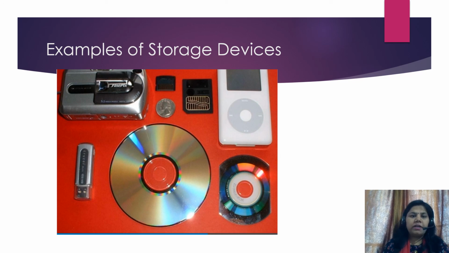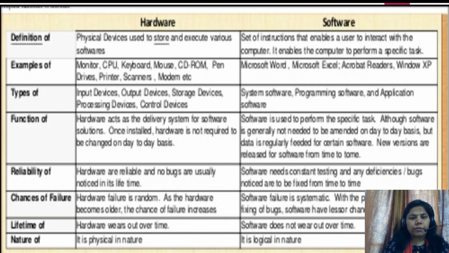So children, here we have learned the classification of the hardware devices into four categories: input devices, then output devices, then processing devices, and the last one was storage devices. So thank you children for your patience and for listening to my video. Again here you can see the difference between the hardware and the software.